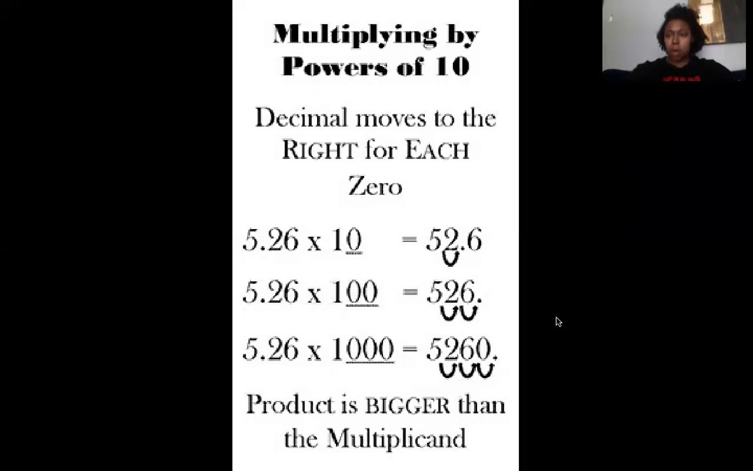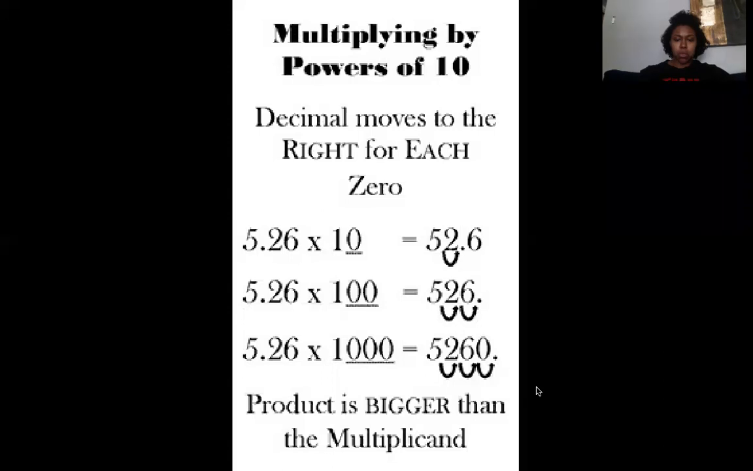Friends, it's Miss Martin. I just want to talk you through multiplying by powers of 10 and finding the pattern. So this is just an anchor chart showing how and when multiplying by powers of 10, your decimal is going to move to the right for each zero.